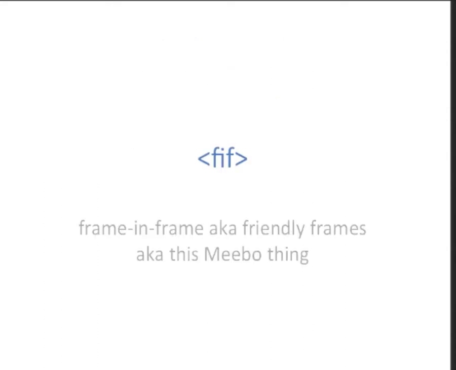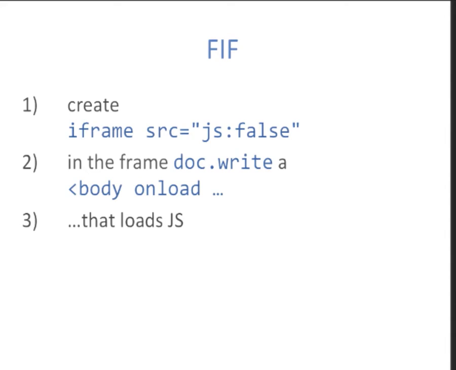We'll call it FIF, or frame in frame, or friendly iframe, or this Meebo way of loading JavaScript, because Meebo was the company that first started loading their JavaScript in this way on a big scale. The idea is you create an empty iframe and use document write, which usually people would never do, but in this case it's okay, because there's nothing else on the page to block. The only thing this little iframe does is load the JavaScript. So in this little iframe, you use document write to create a body tag, and onload of this body tag, load the JavaScript.